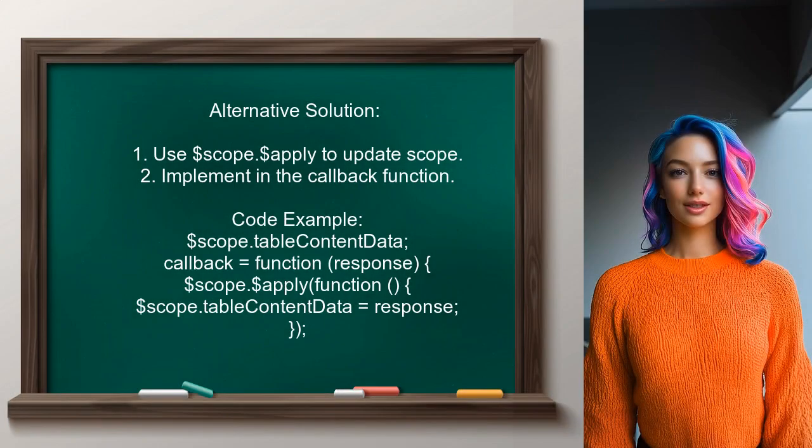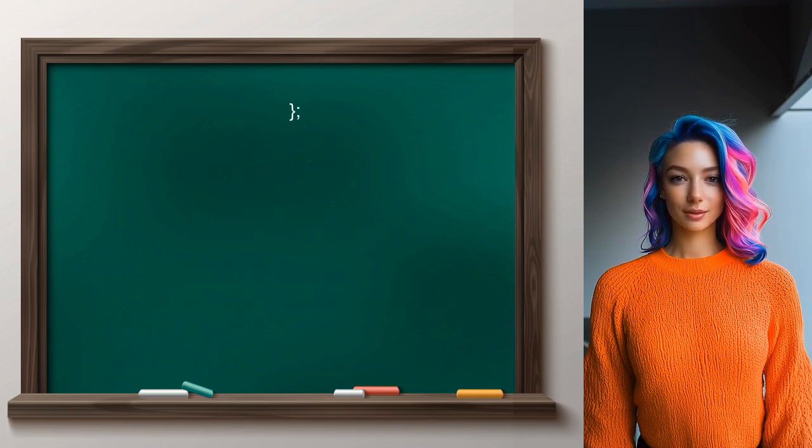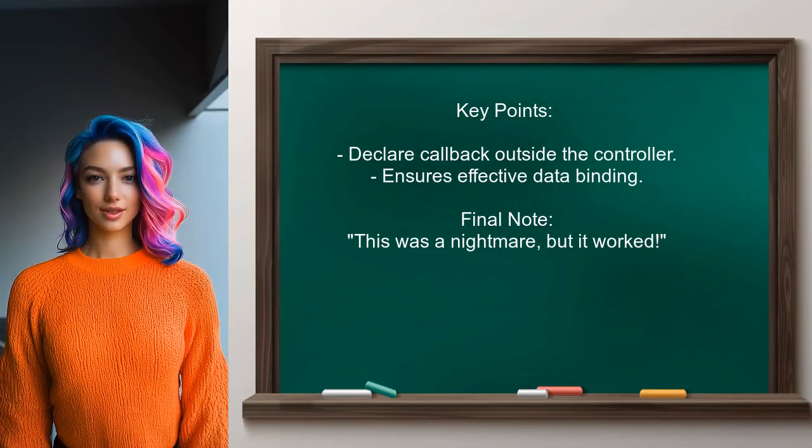One alternative solution involves using Angular's scope.$apply property. This property helps update the scope when working with asynchronous calls. The user suggests implementing it in the callback function to ensure the data is properly bound to the scope. The user also notes that declaring the callback outside the controller can help manage the response effectively. They emphasize that this approach resolved their issues with data binding.